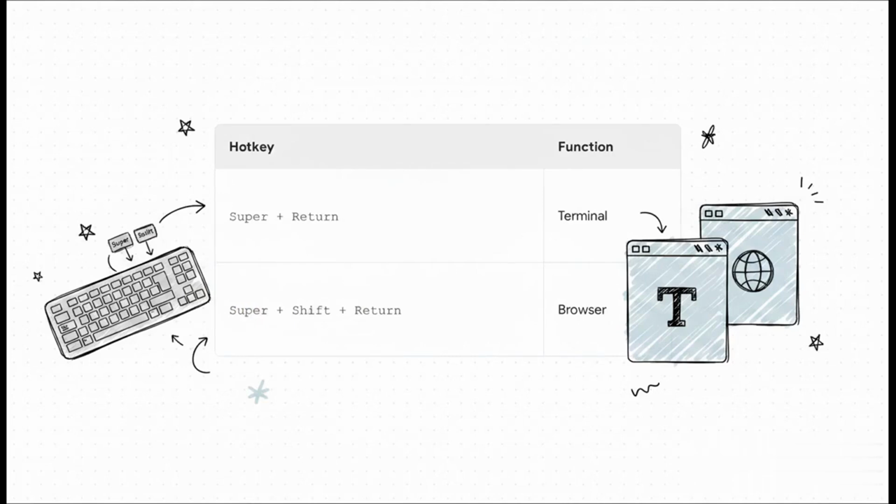And this is where that speed comes from. I mean, think about it. Need a terminal? You hit Super plus Return. It's just there, instantly. Need your web browser? Super plus Shift plus Return. Bam! It pops up already perfectly tiled. You're not hunting for icons or clicking through menus. You're just telling the computer what you want, and it happens right now.